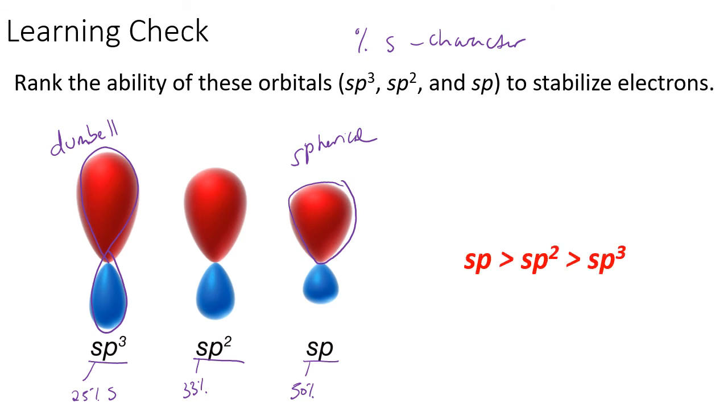So for our ranking, what we're going to see is that sp is the most stable. It's going to lead to something being a stronger acid. sp2 then, and then sp3 is the least stable.